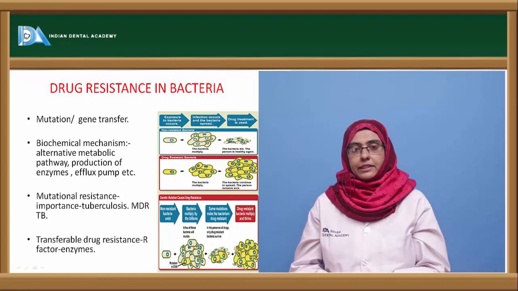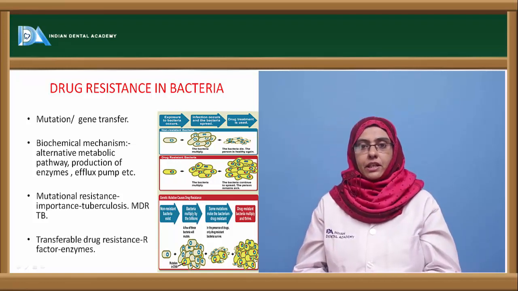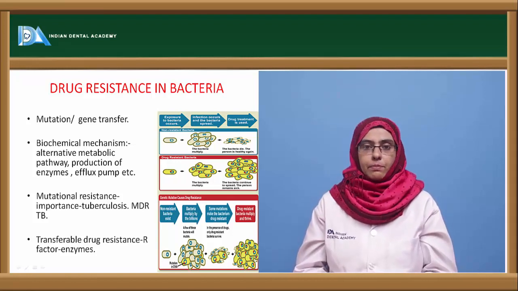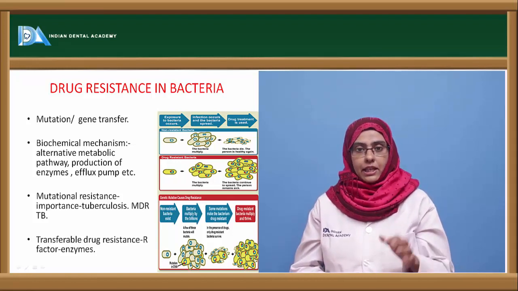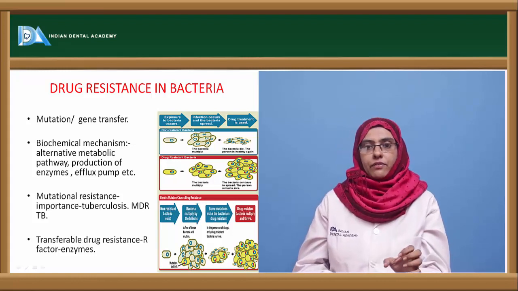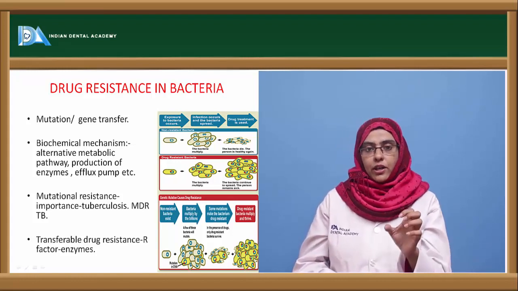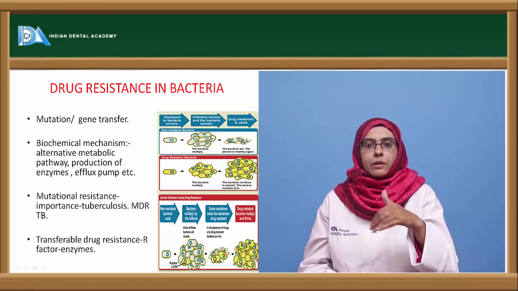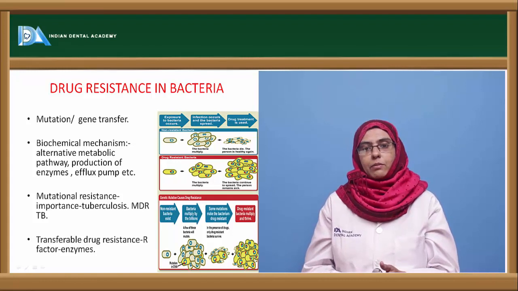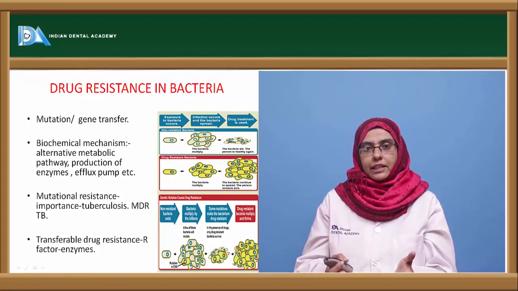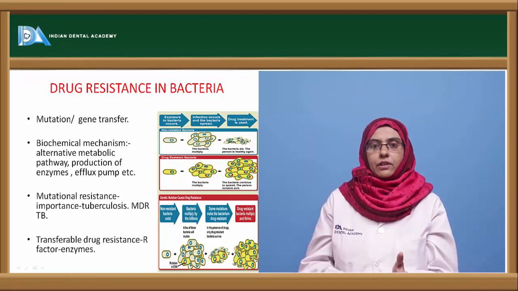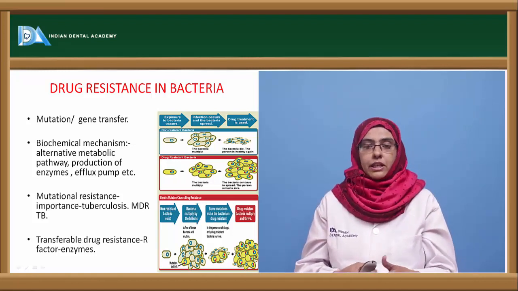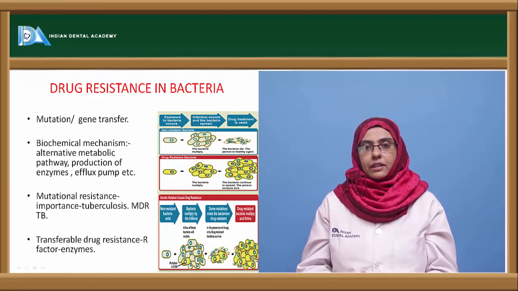The biochemical mechanism given for drug resistance in bacteria is that they can carry an alternative metabolic pathway. There are certain antibiotics that target the metabolic pathway of an organism. So the organism is smart enough to completely change the pathway by which it produces a particular product. They choose an alternative pathway for the synthesis of a metabolic product. Apart from that, they can also produce certain enzymes to inactivate the antibiotic.